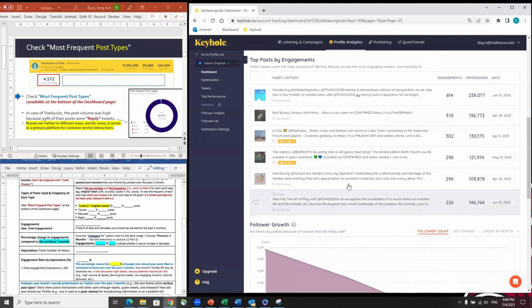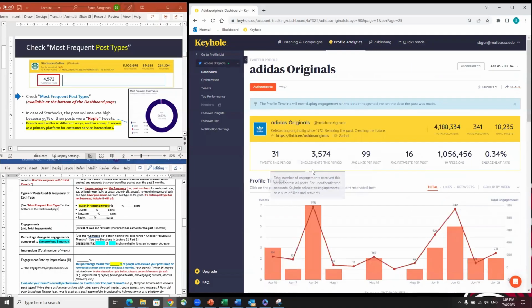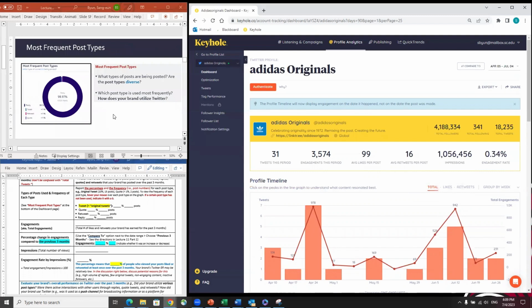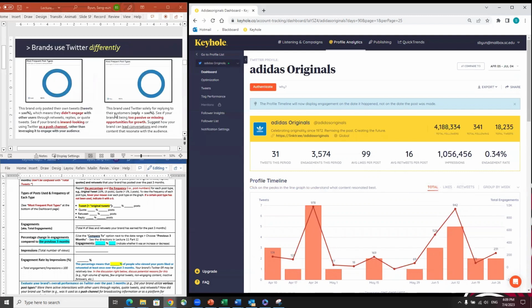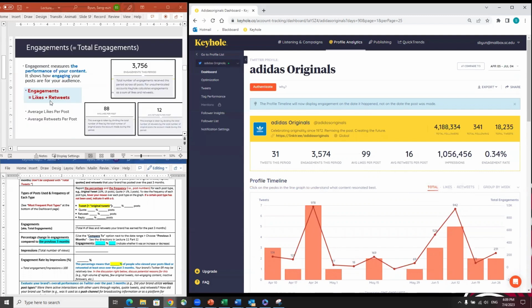The next metric is engagement. Again, if you want to evaluate your brand performance, you really focus on engagement and then engagement rate. Engagement is defined differently by each social media platform. Twitter engagement is based on the number of likes and retweets. We're going to use this total number of engagement. We're not going to use average likes, average retweets. So you can ignore this one.